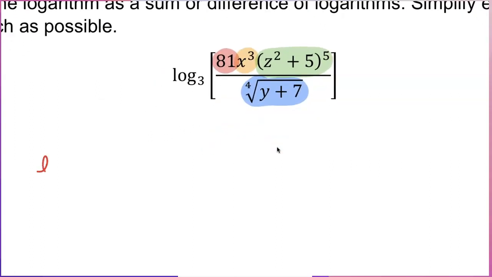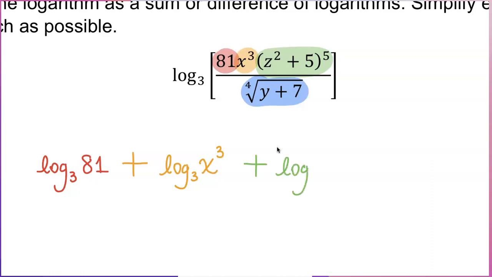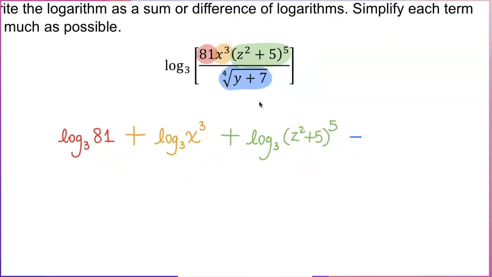So the first term I'm going to write is log base 3 of 81. Next, I'm going to write plus log base 3 of x to the 3rd power. Next, plus log base 3 of z squared plus 5 to the 5th power. Now notice all those three terms that I wrote are positive, right? Because they're all on the numerator. Now we're going to the bottom of the fraction. We're going to need a minus sign now. So we're going to do minus log base 3 of the 4th root of y plus 7.